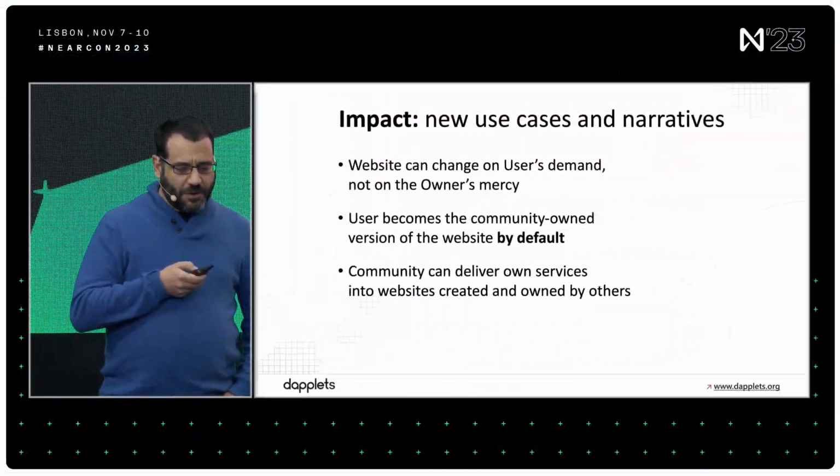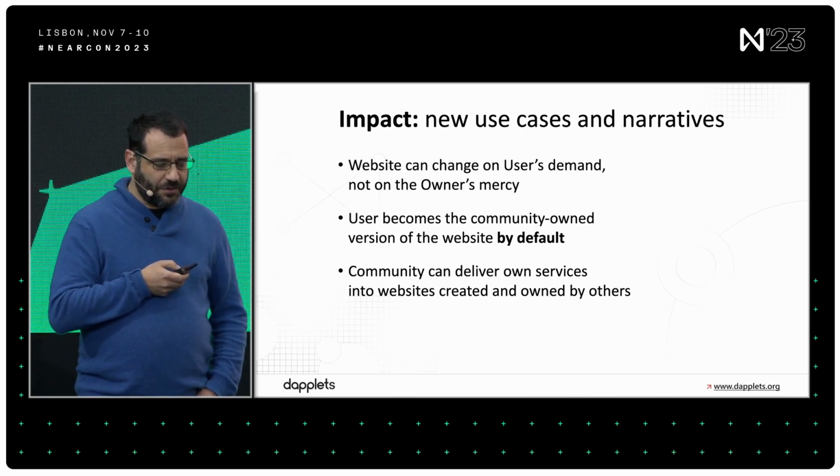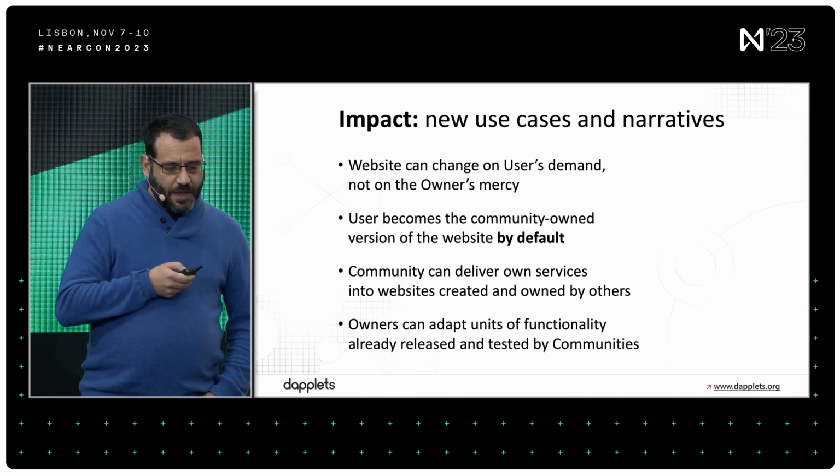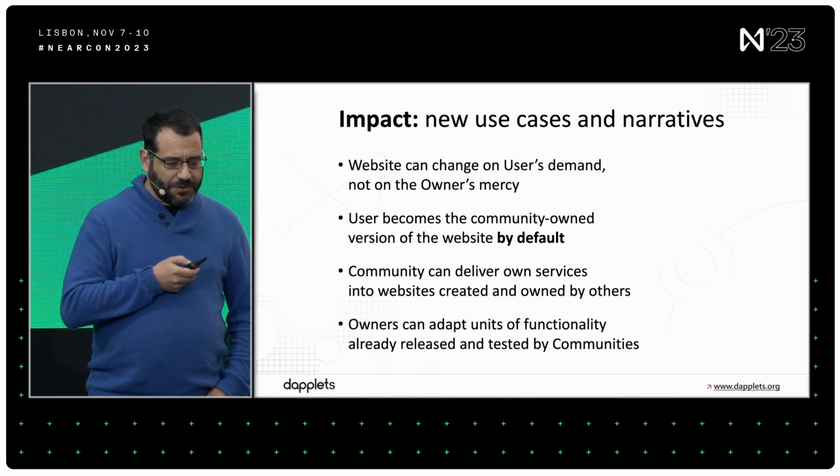It's very important because if anyone thinks that he should go to some NEAR Social in order to communicate with each other, the community becomes owned because the website is owned. But if anyone thinks he should go to some other resource owned by the community, the power of the owner ends because the community owns this resource and the community becomes independent and self-sustainable. Community can deliver own services into other websites, sorry, websites created and owned by other parties. And owners can adopt units of functionality or applications that are already released and tested by the community.